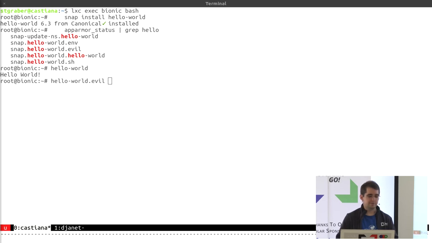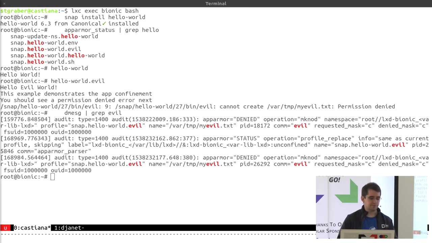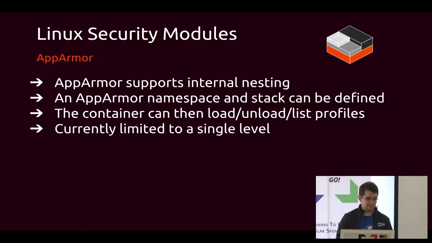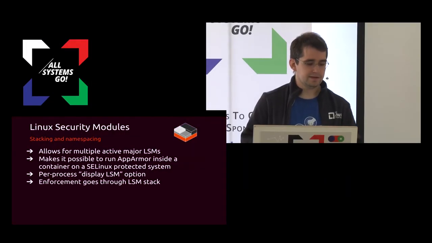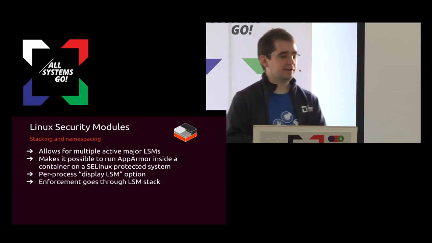If we run the evil subcommand, which tries to do something it's not supposed to be able to do, it is not able to do it. And if we go and grab stuff, we should see, yeah, the bottom one shows a denied by AppArmor, preventing it from writing into a path it was not supposed to. So that's AppArmor stacking.